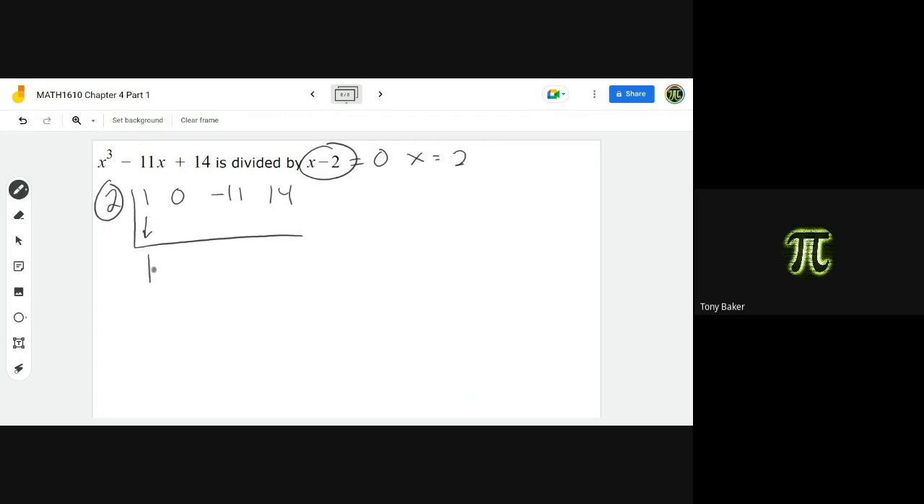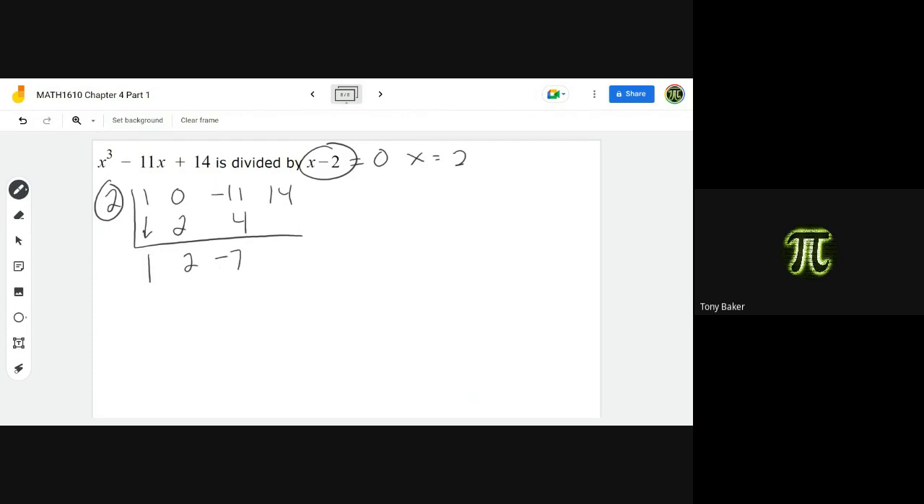And then you're going to keep repeating multiply and subtract over and over again until you're done. So 2 times 1 is 2. Now subtract. 0 minus 2 is negative 2. Oh, sorry. You don't subtract yet. I knew I was going to screw that up. That's why I checked it. Just add down. So 0 plus 2 is 2. 2 times 2 is 4. Add: negative 11 plus 4 is negative 7.